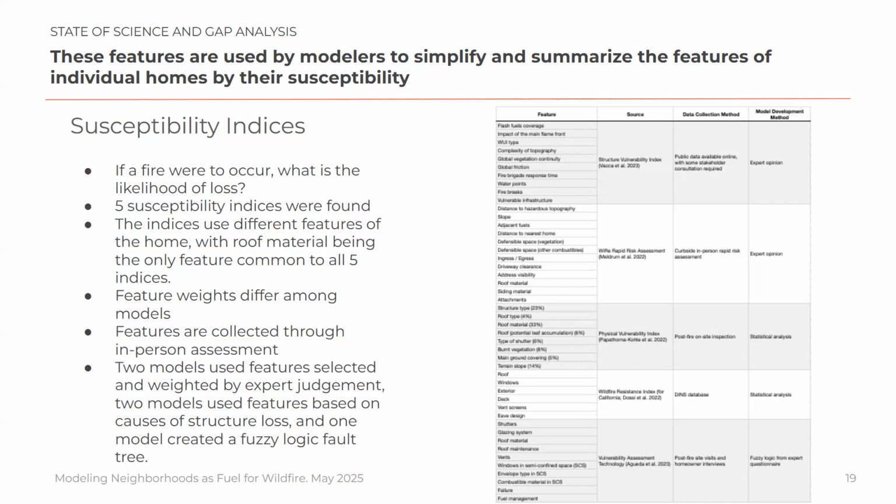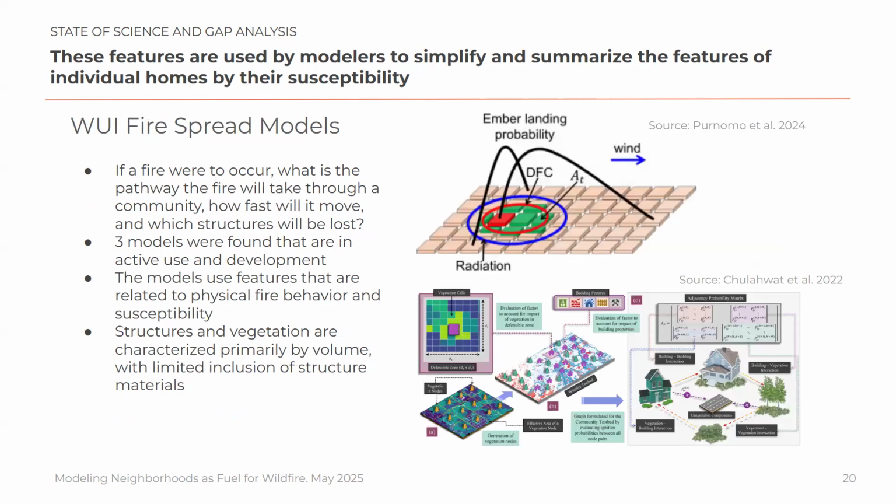And the last part of this is that the susceptibility indices have to be conducted in person. So a person goes, looks at a structure, all of the features that they want to, and then scores the model, which makes scaling structure assessments difficult.